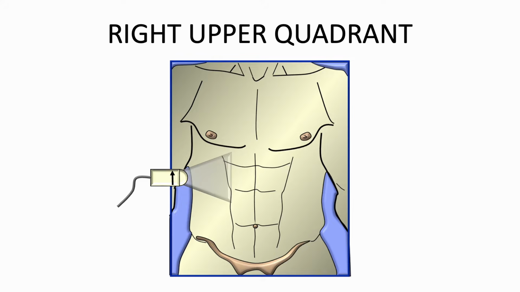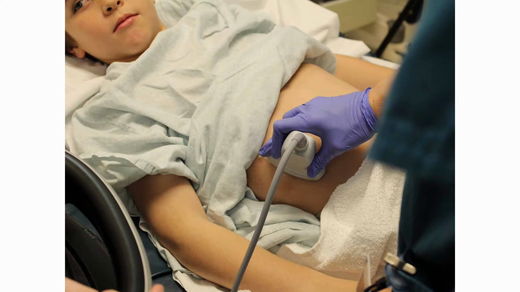Here's how to do the FAST exam. For the right upper quadrant view, the probe is typically placed in a coronal view with the probe indicator towards the patient's head. The anterior axillary line is usually a good starting place. Note the sonographer's probe position for the right upper quadrant exam.